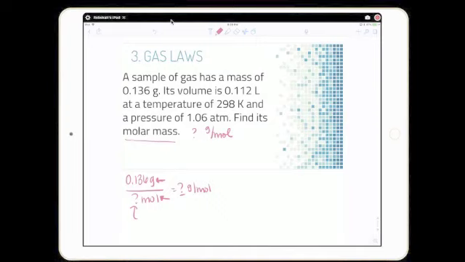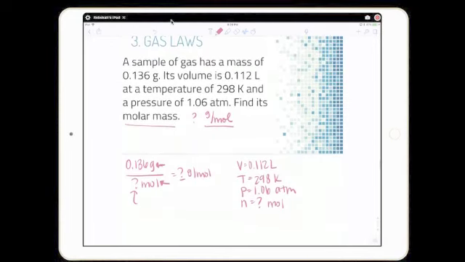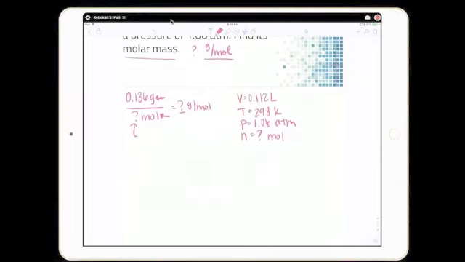So let's look at everything else. They give me a volume of 0.112 liters. They give me a temperature of 298 Kelvin, and they give me a pressure of 1.06 atm. And I need to know moles. Why do I need to know moles? Because I need to know molar mass. Molar mass is grams per mole, and they have given me grams. So I don't need to find that out. So it looks like I'm using the ideal gas law because I don't have more than one of anything.